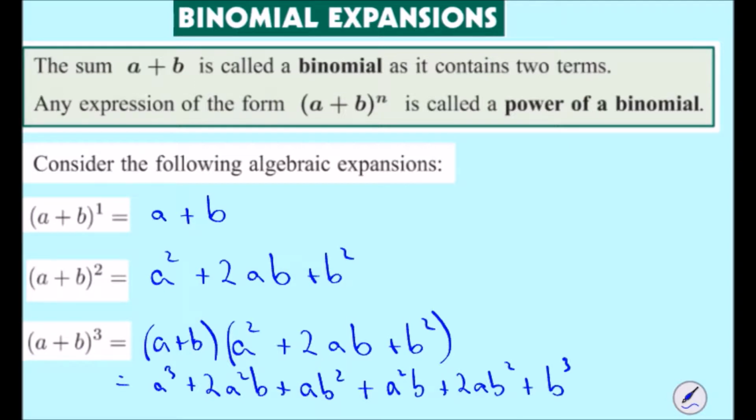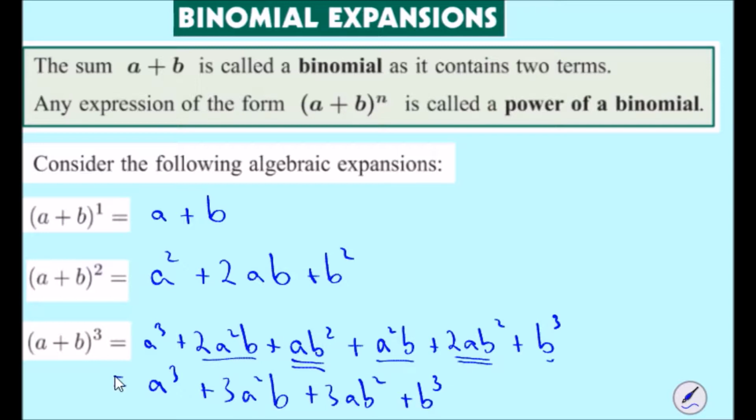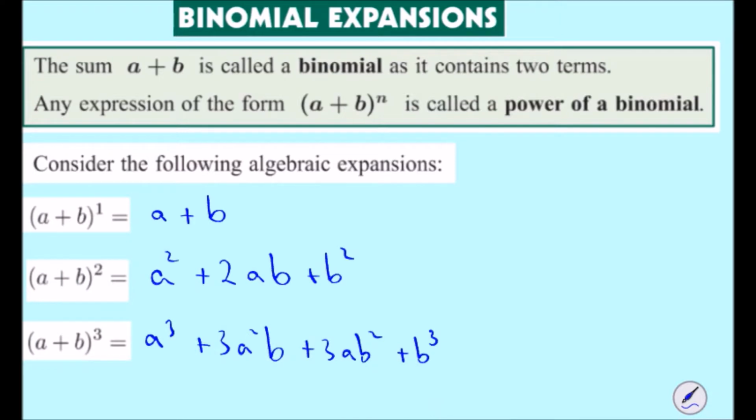Now let's collect like terms, and so we end up with a cubed plus, now we've got an a squared b there and a squared b there, so there's three lots of a squared b. We have an ab squared here, another ab squared there, so there's three of those, and we end up with just the final term, the b cubed. So (a plus b) cubed is a cubed plus 3a squared b plus 3ab squared plus b cubed.